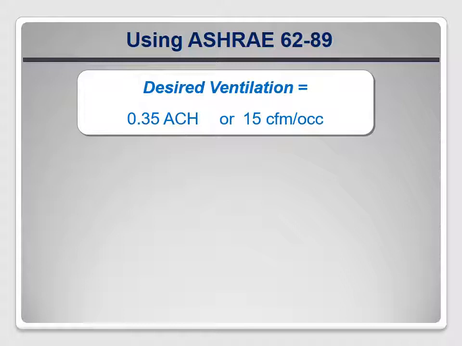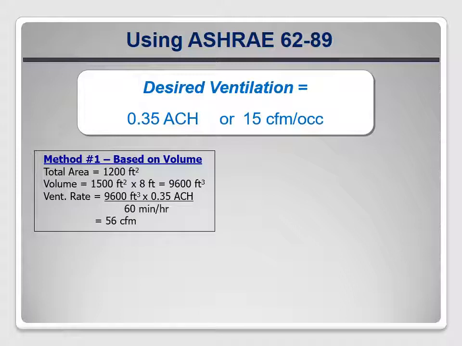First, we'll evaluate based on house size. To calculate a ventilation rate based on that, we need the house volume rather than the floor area. Since it's a single-story house, we can simply multiply the floor area by the 8-foot ceiling height. That gives us a volume of 9,600 cubic feet. If we multiply that by 0.35 air changes per hour and divide by 60, we get the desired flow rate in CFM. It's 56 CFM.